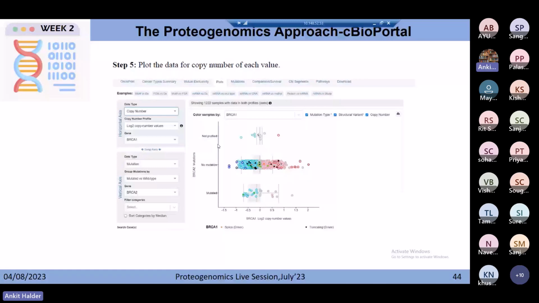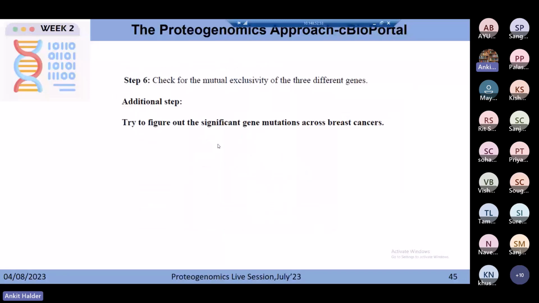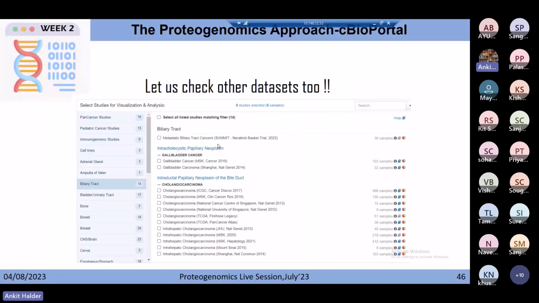Now you can try to check for mutual exclusivity for those three different genes and find out the significant gene mutations across the different studies. This is one of the very good resources for exploring genomics-based studies related to TCGA. You can check other data sets as well, and find the different genes for different diseases, whatever suits your interest, or if you are working on a particular disease you can definitely try to find those.